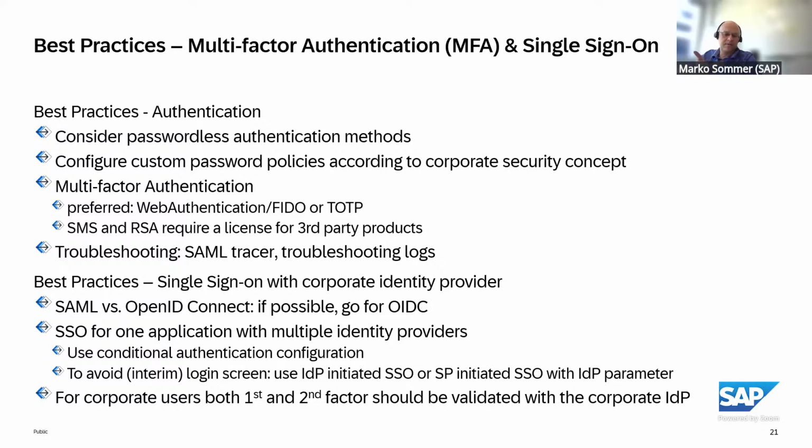Preferred methods are web authentication FIDO, so that biometric secrets like fingerprint or face recognition are possible as a second factor, or time-based one-time password tokens, these 6-digit codes which one has to generate in an app on a mobile device. We also support SMS and RSA. However, that requires a license for a third-party product, and from a security perspective, it is not needed. So the recommended ones are the free-of-charge methods via web authentication, FIDO, and TOTP.